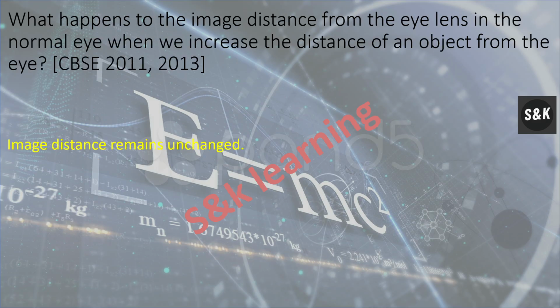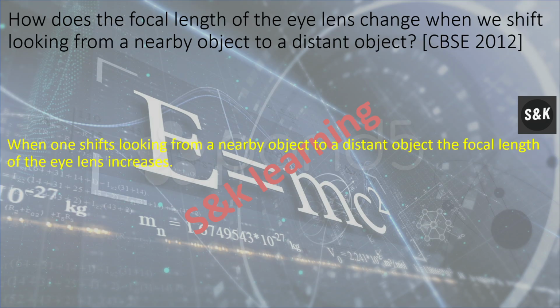What happens to the image distance from the eye lens in the normal eye when we increase the distance of an object from the eye? Image distance remains unchanged. How does the focal length of an eye lens change when we shift looking from a nearby object to a distant object? The focal length of the eye lens increases.